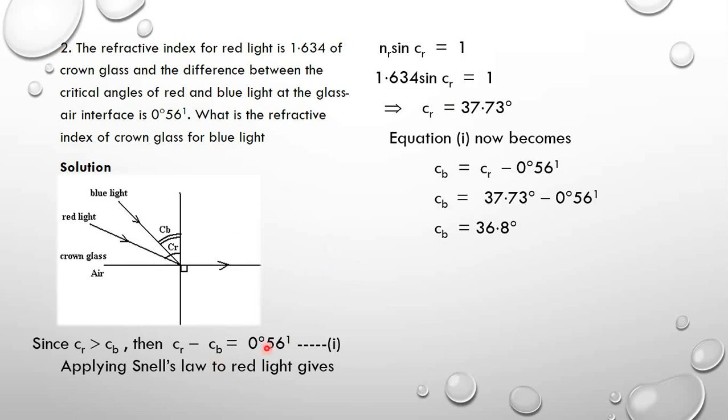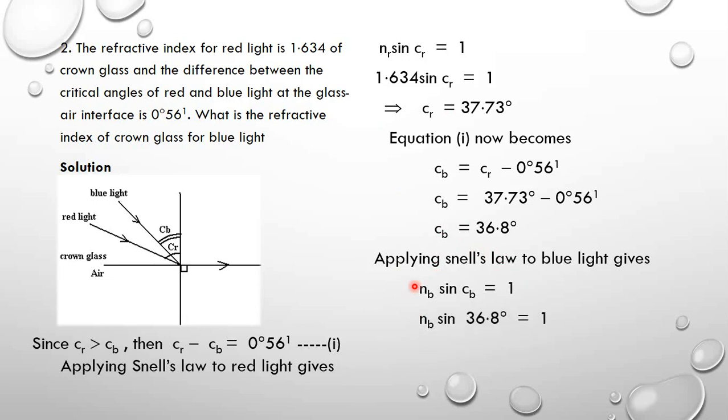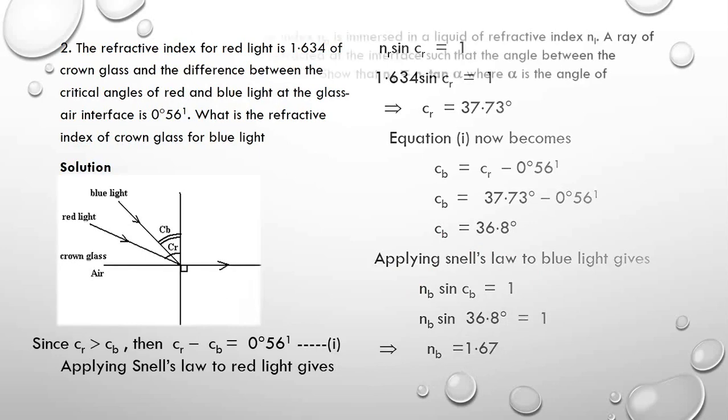Then we apply Snell's law to the blue light, this relation N sine C is equal to 1, which will give us N_B sine C_B is equal to 1. Then after getting that, we are going to get N_B as 1.67. Let's look at the next question.